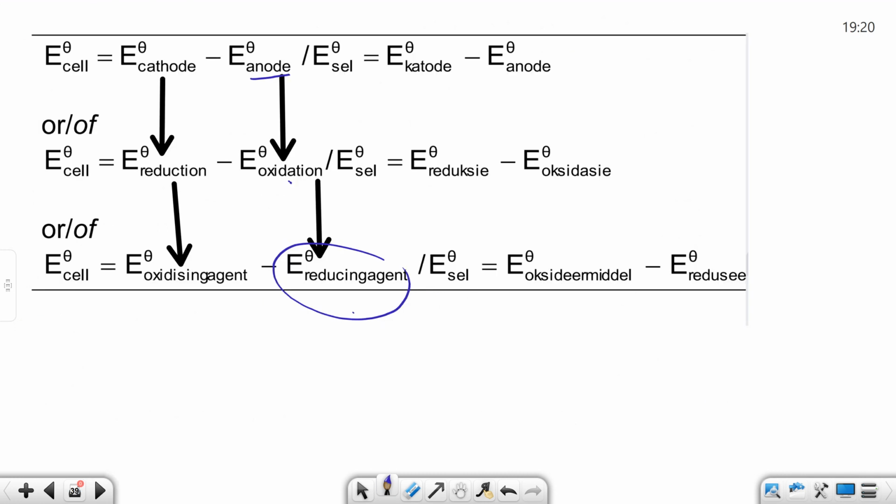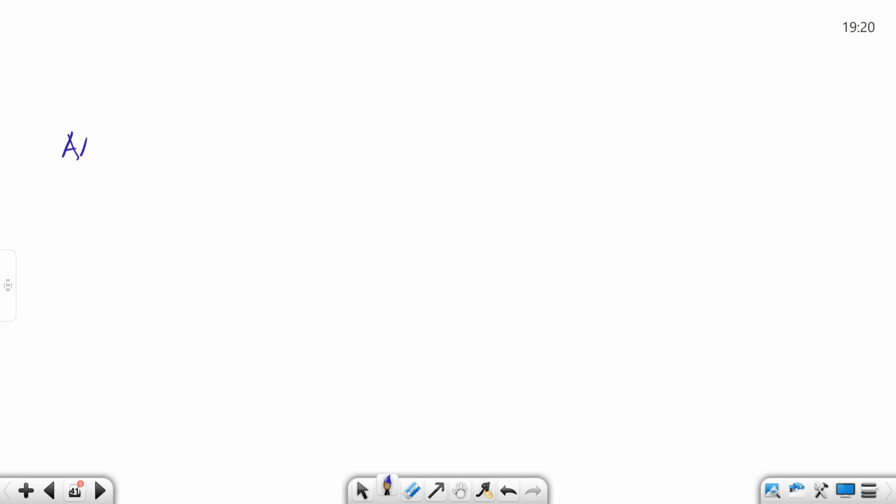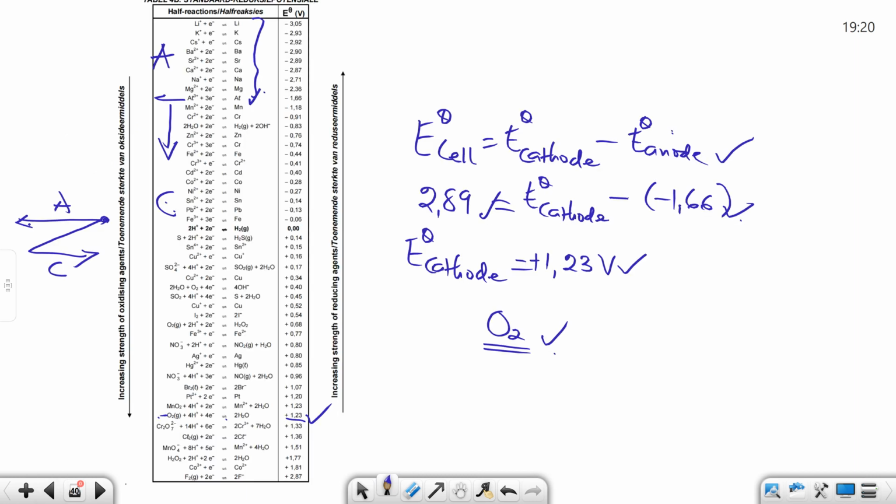What do we have at the anode? It's Al, right? So what do we have? Al solid, Al3+, which is aqueous. So we have a salt bridge, right? What was our cathode?